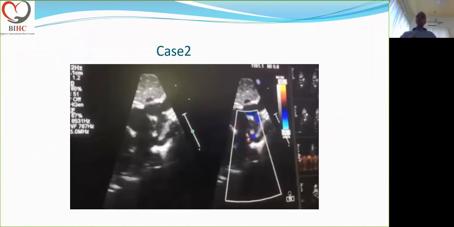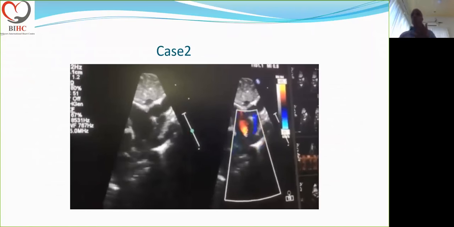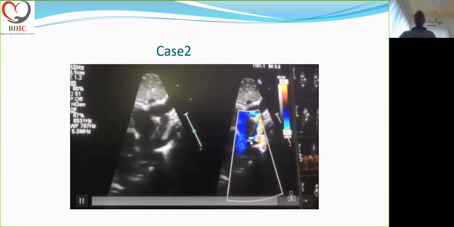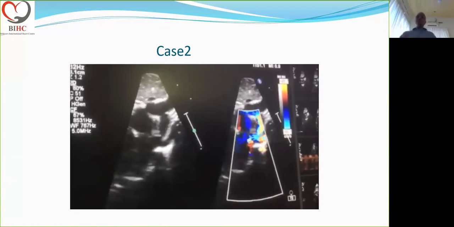So this is the echo of that baby. You can see in the color flow image the smooth flow picking up turbulence towards the isthmus, where there is the posterior shelf. So that's a tight coarctation in this baby.